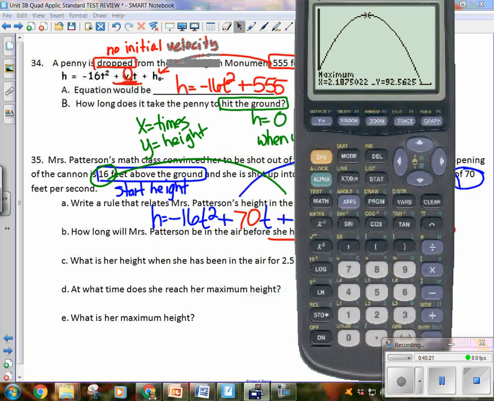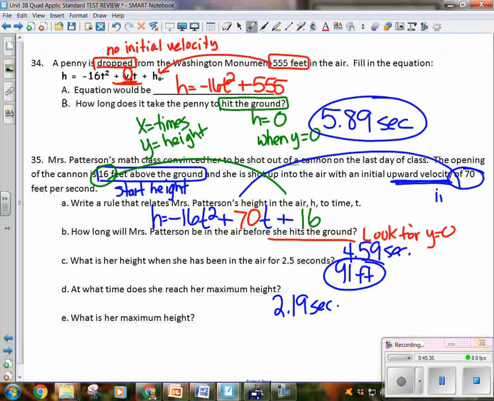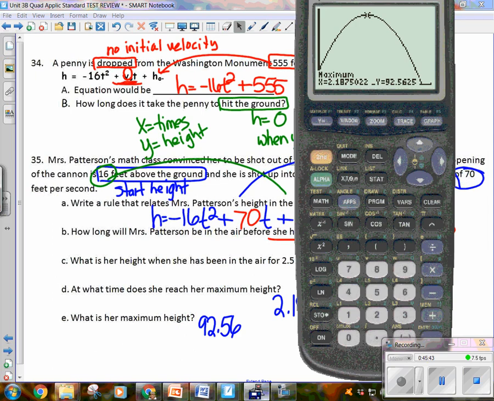My maximum is actually 2.18 seconds, and it's 92.56. 92.56. So 2.18, actually 2.19 seconds. So 2.19 seconds. And our maximum height was what again? 92.56. Is that right? Let me take another glance. Okay, that is the way to do it.